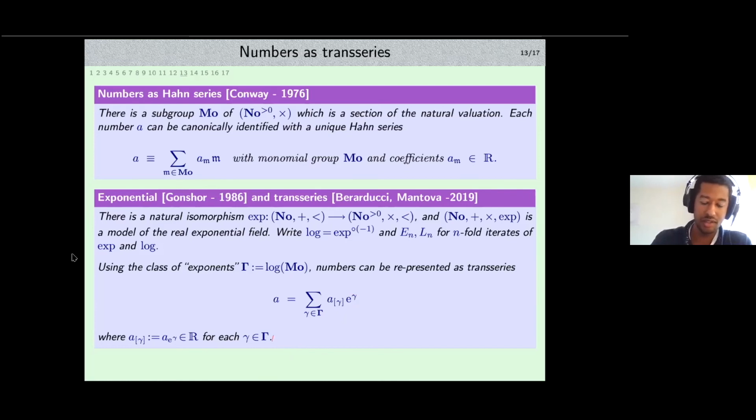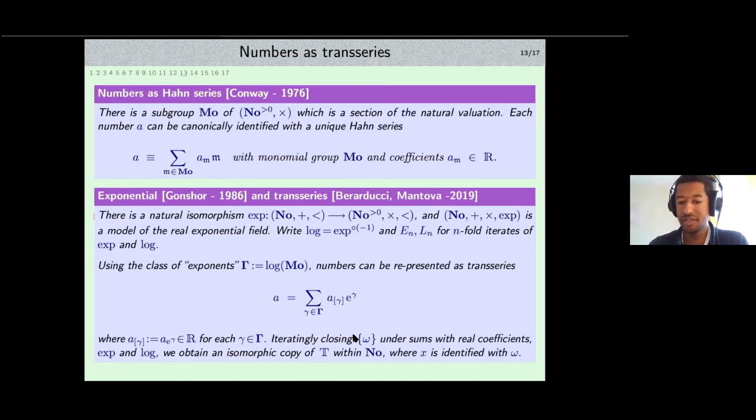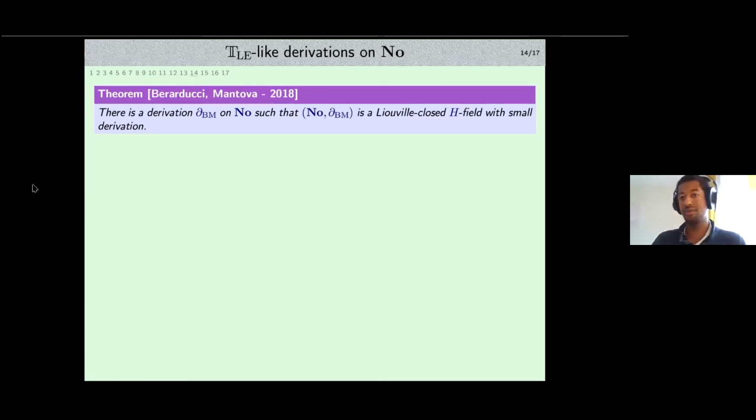And actually, using this, you can embed transseries in surreal numbers. So you identify omega with the transseries x. Omega is a specific surreal number. Then you close under sums, logarithms and exponentials, and you get a copy of transseries. So now we would like to use this transserial representation to define derivations on NO that turn it into an H field. So this was done by Berarducci and Mantova.